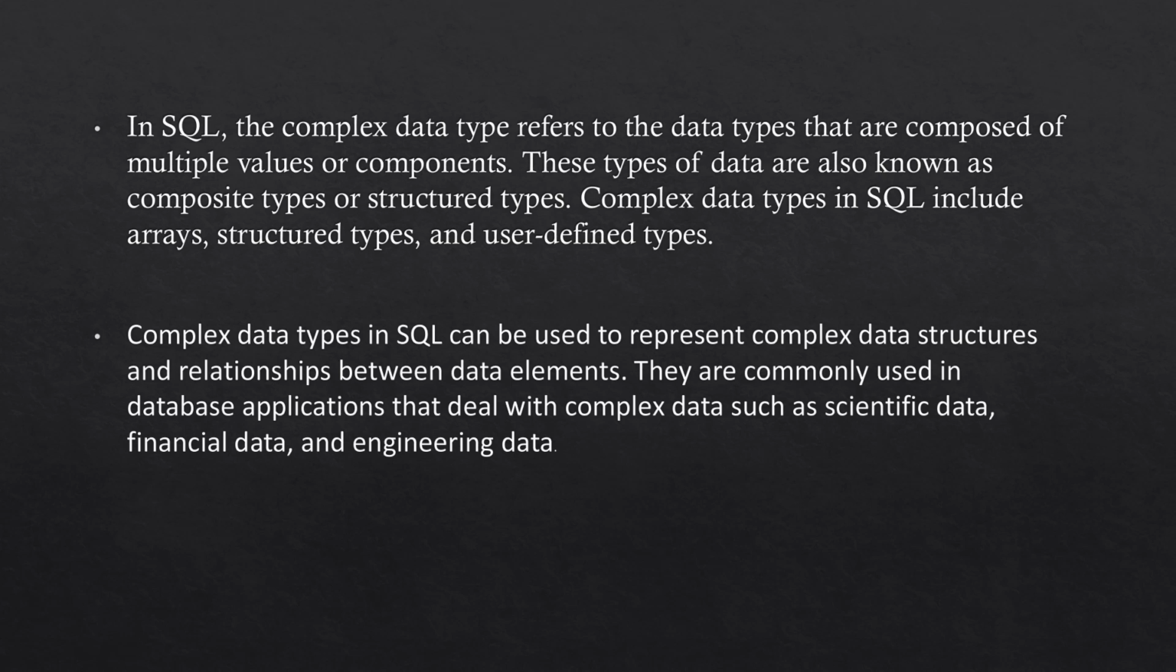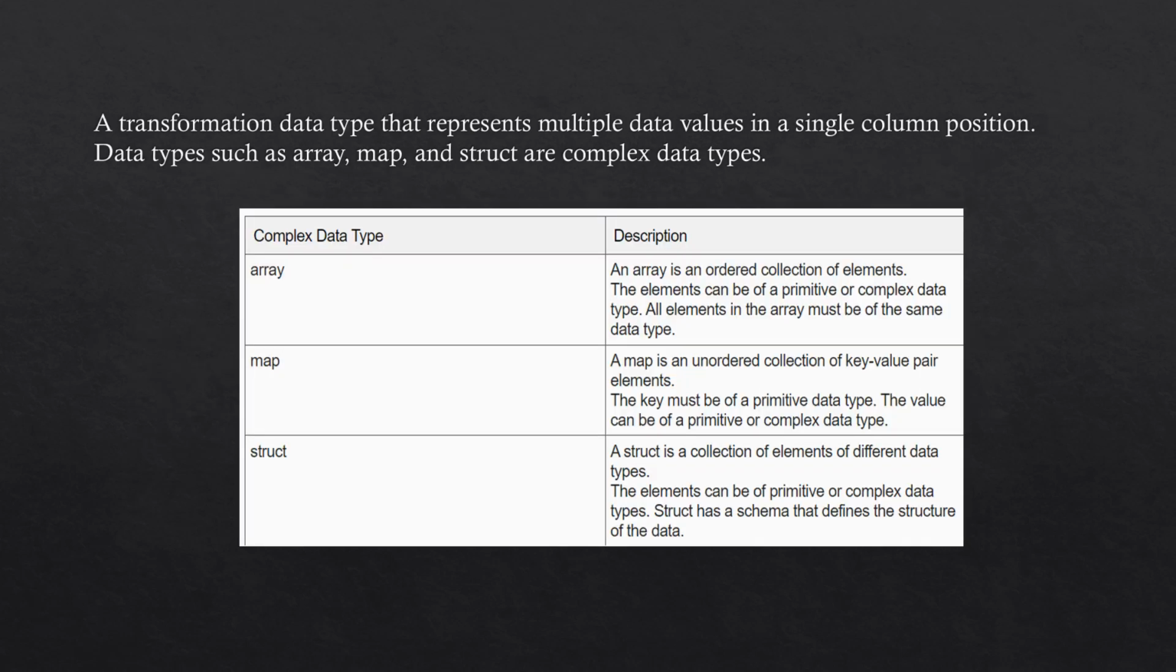There are different types of complex data, that is XML, JSON, blob, date and time, enum and set. Here I am explaining three of them, that is array, map, struct, etc. These are data types that represent multiple data values in a single column position. Data types such as array, map, and struct are complex data types.